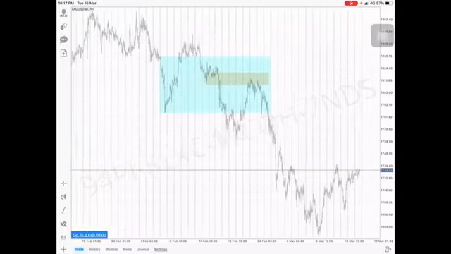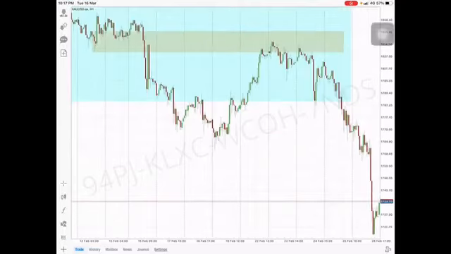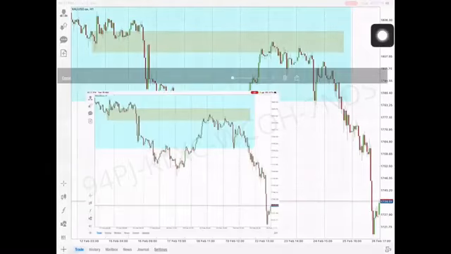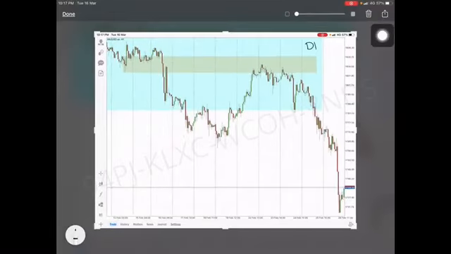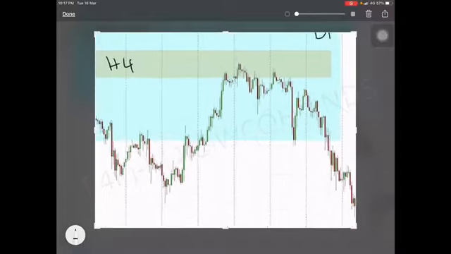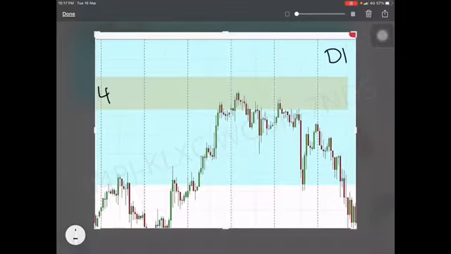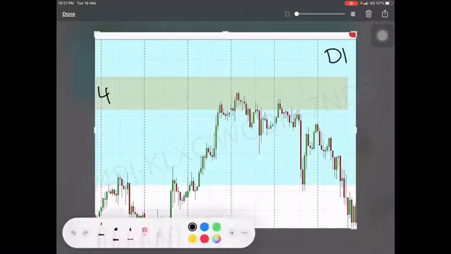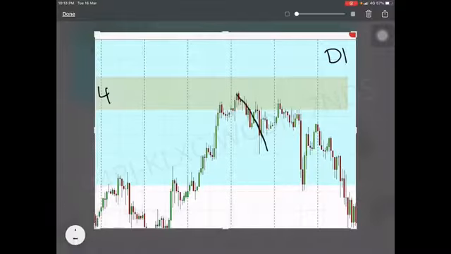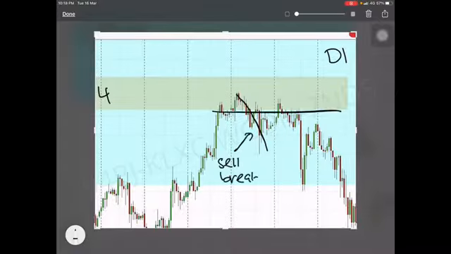So this is the price. This is the daily zone and this one is the H4 zone. Now look here. The price comes to the H4 zone and made a sideways, right? And then it broke out of the H4 zone. Did you see this? Sell break.